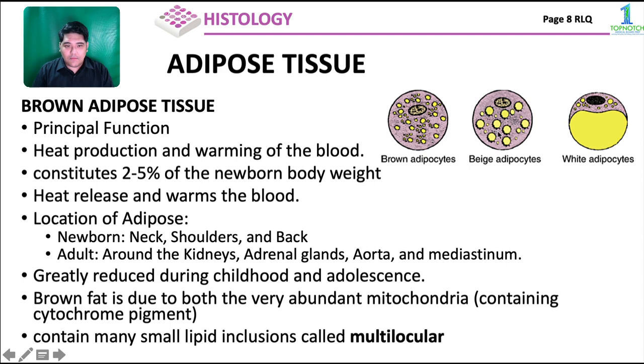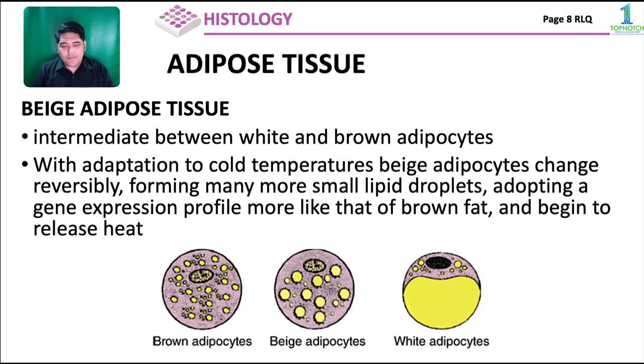Sorry, ito pala. Itong beige pala, itong tinuturo ko. That's intermediate between brown and white. Ito yung unilocular, isa lang. Now, since na pre-empt ko na kayo, yung beige adipose tissue naman, intermediate between white and brown.